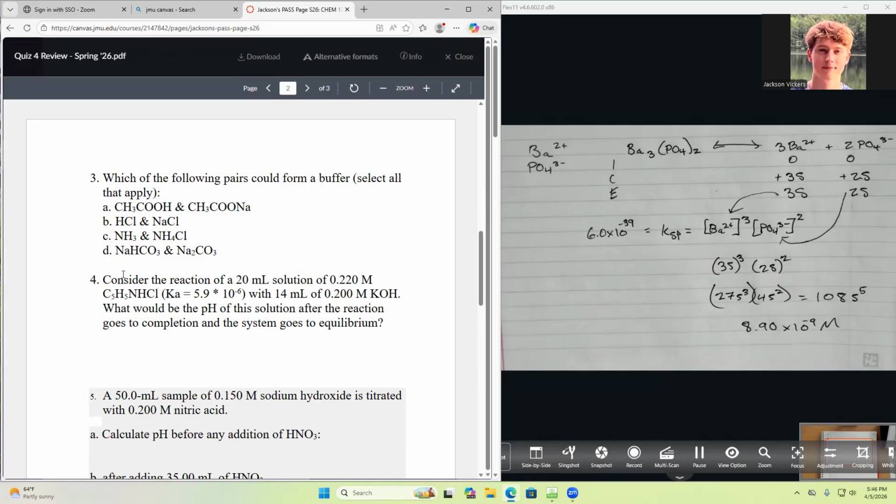And how about this last one? It's maybe a little bit trickier. This one is a buffer, yeah. So we have HCO3 being the acid in the first one. That's a weak acid. And then CO3 with one less H in the next example. So the only one of these that wouldn't be a buffer is B. Do we feel good with that?